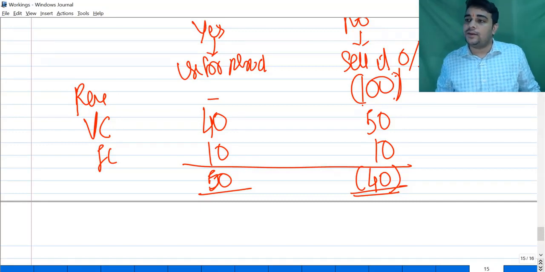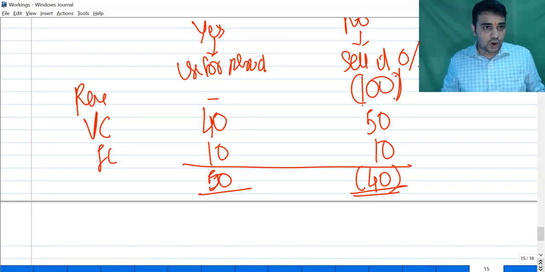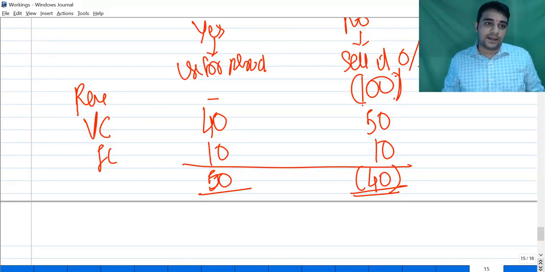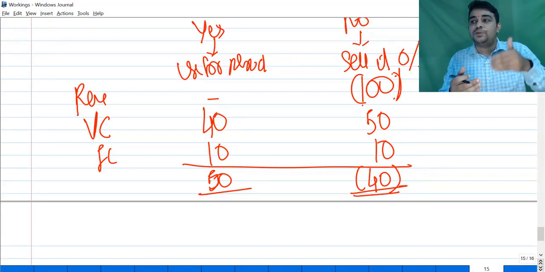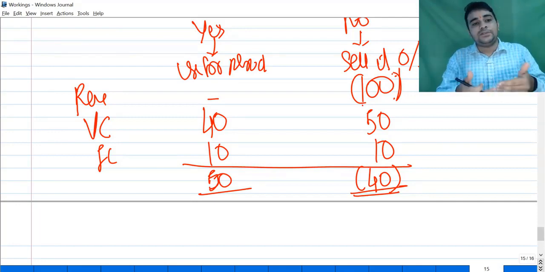In short, the relevant cost is lost revenue plus or minus change in variable cost. Why it is plus or minus, I'll explain. Sometimes your variable cost for internal use would be more than the external use. Then you will have to add the variable cost because you are incurring extra cost. Sometimes the variable cost would be lesser. You will have to subtract it.